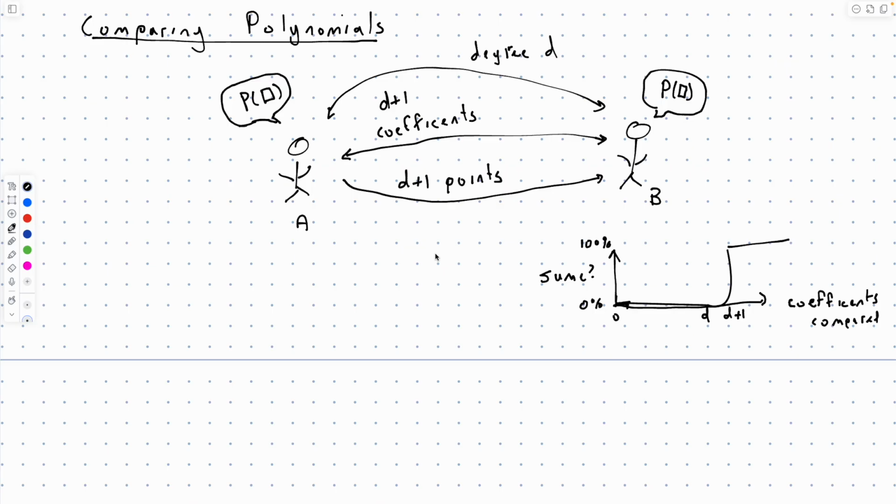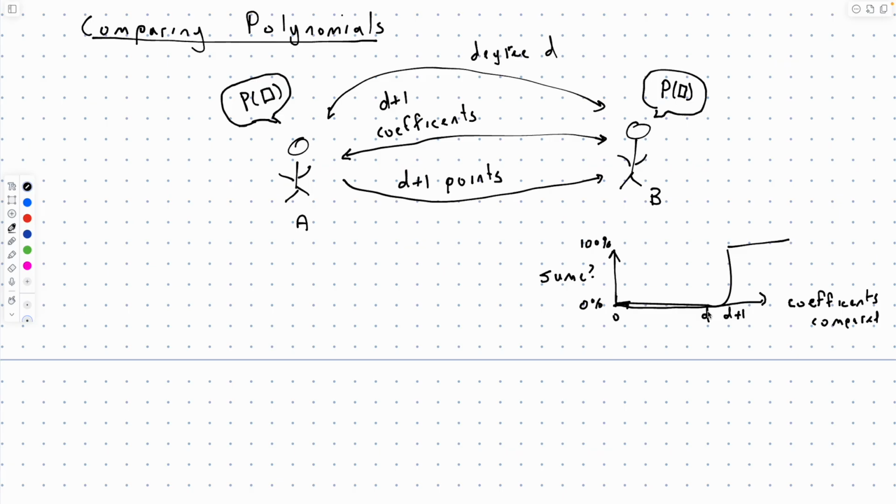Okay, now here's a question. I buy the argument that if you check D out of D plus 1 coefficients, the last coefficient could be anything at all. But say I'm lazy. I don't want to check D plus 1 points, I want to check something less. So I'm just going to check D points, or half of D plus 1, or something like that. Is it really the case that I have no idea whether it's the same polynomial or not?